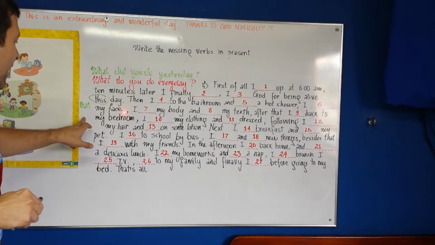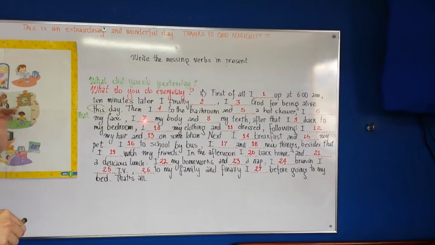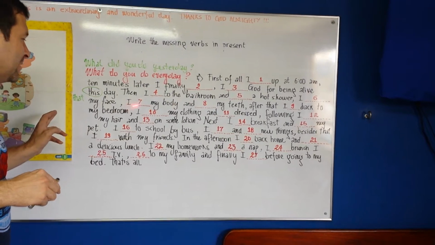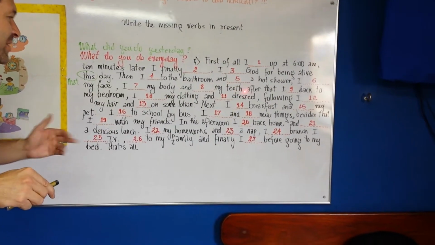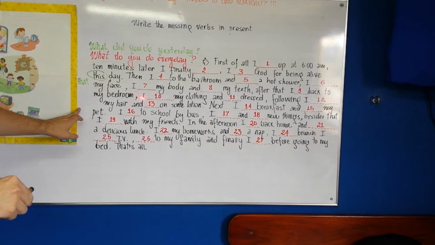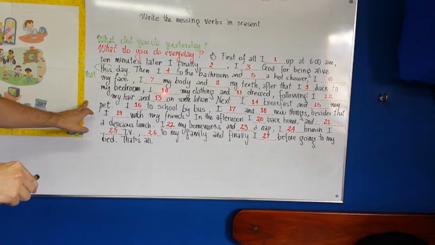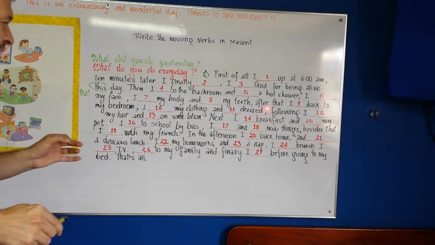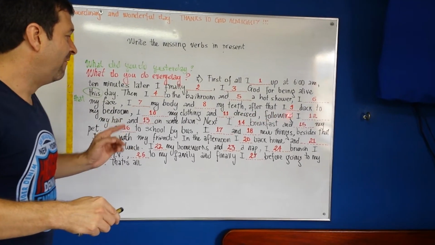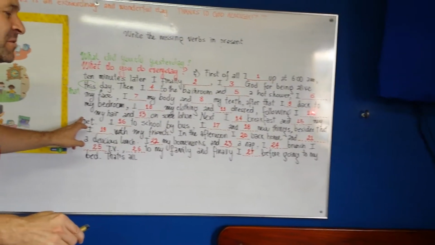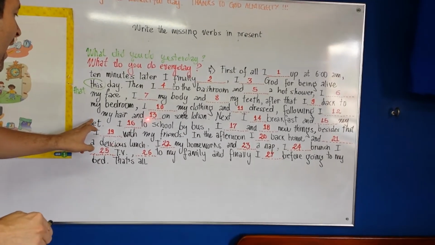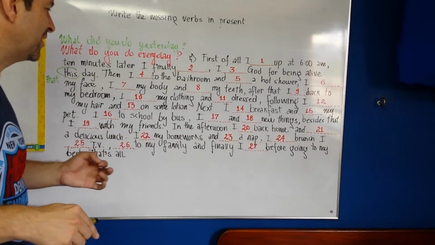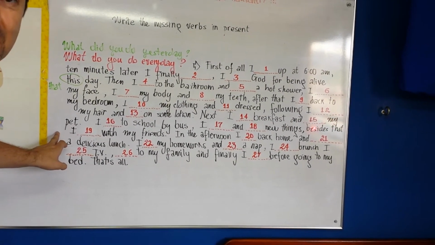I shaved my face, or I washed my face. I dried my body. Pay attention to the pronunciation for regular verbs in past tense. I dried my body and I brushed my teeth. After that, I went back to my bedroom. I chose my clothing. It's an irregular verb, so you have to change it from choose to chose. And I got dressed. Be careful with the pronunciation at the end. I got dressed. Following, I combed my hair, or I brushed my hair. I put on some lotion. Next, I had breakfast. Be careful with pronunciation. Had breakfast, and I fed my pet.